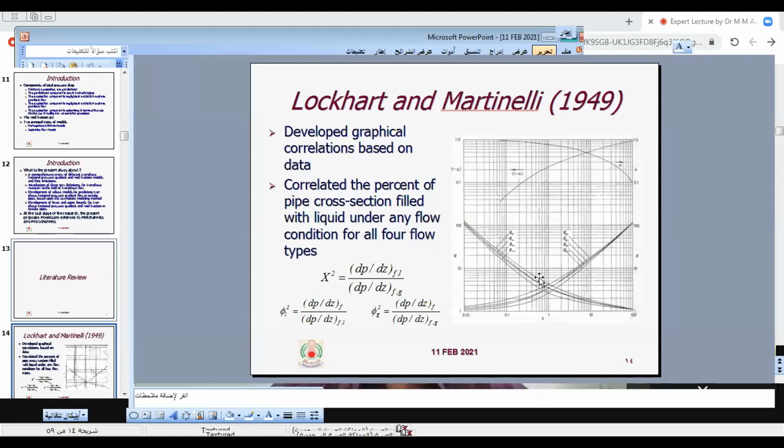In the last case, for example, we can find both liquid and gas are laminar in a small diameter like mini channel and macro channel. Here we can note also from this figure that with increasing capital X, phi L squared decreases. For the curve of phi G squared, with increasing capital X, phi G squared increases, and both phi L squared and phi G squared are equal at capital X equal to 1.